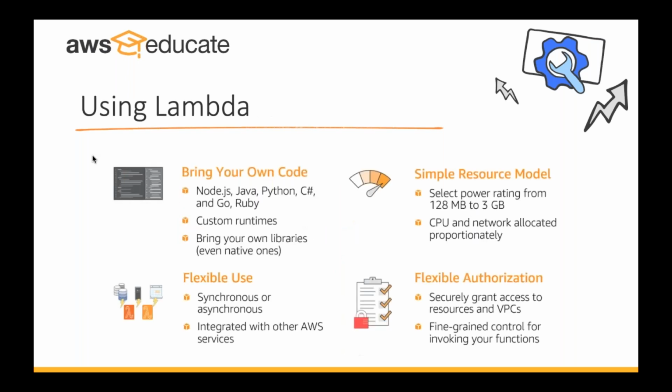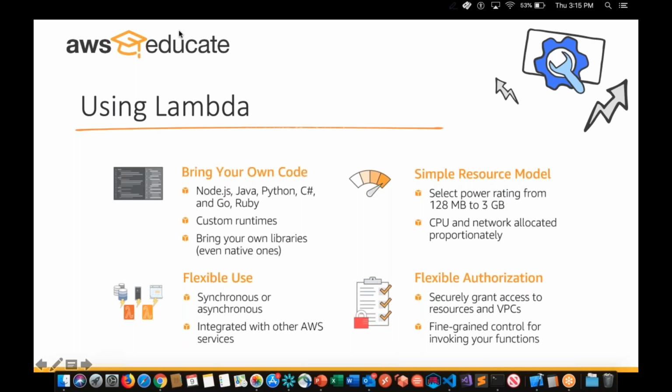So to use Lambda, basically you're just writing your own code. You could be writing in Node.js, in Java, Python, C#, .NET Core, Ruby. You can bring in your custom runtimes, your own libraries as well. It's very flexible to use. You can use it to integrate with other AWS services. And you decide in terms of how much power that you are going to use, because you'll be charged based on the compute and the RAM that you are going to use. And lastly, you can have a secure access to other resources that are running in a virtual private cloud.